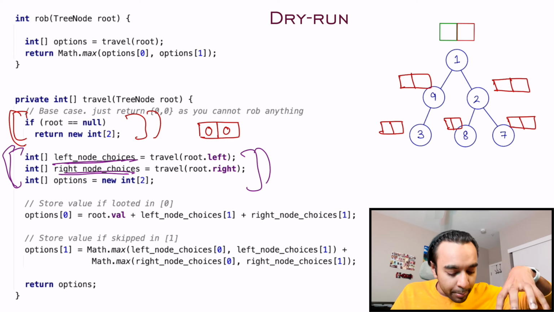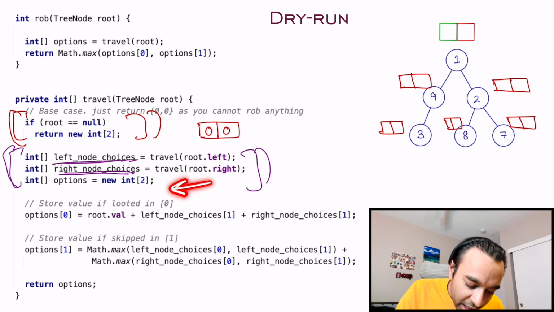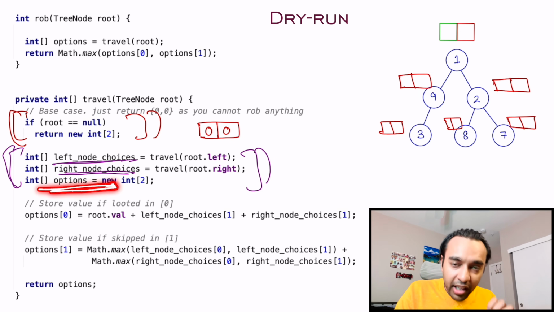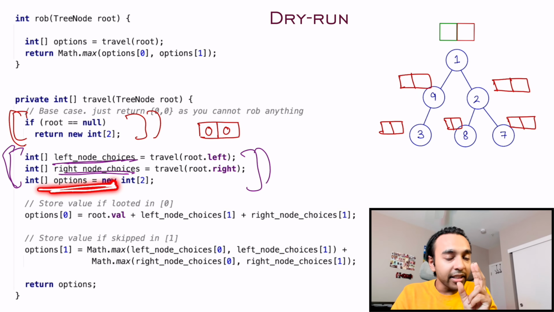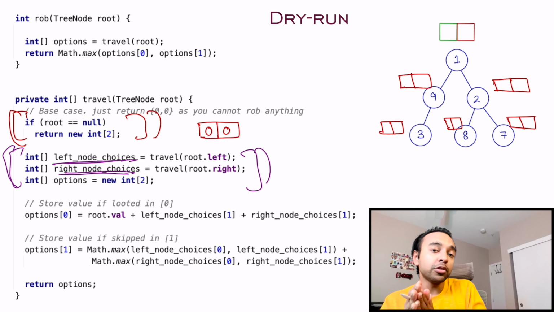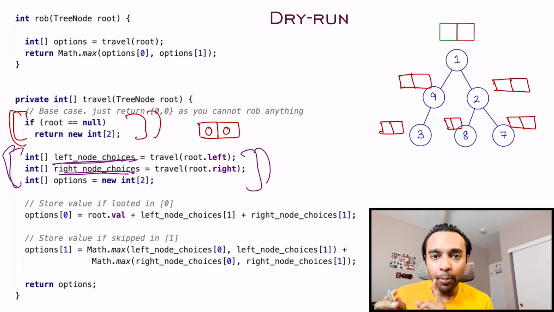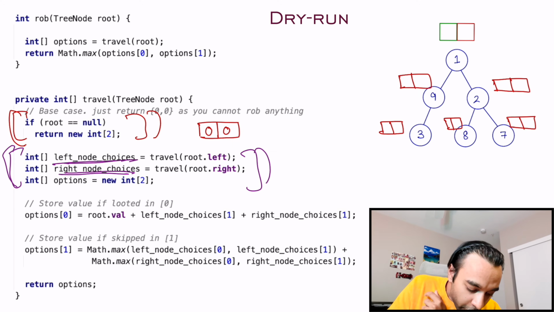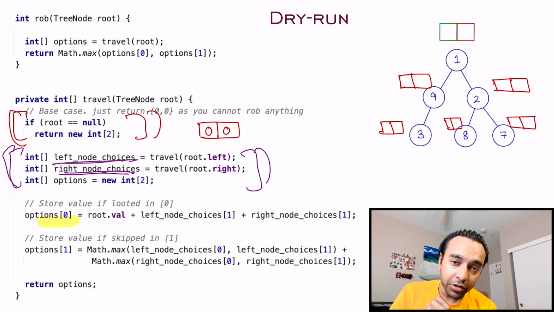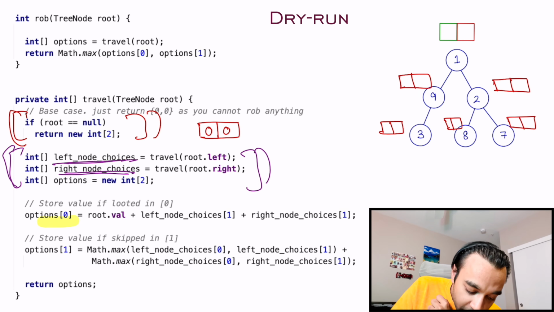But once you are at the base case, then your actual commands will be executed, right? And to execute them, what do we do? You create an array that has two choices. At index 0, you're going to store what happens if you rob. And at index 1, you will store what happens if you do not rob, right? And you will try to fill up both of these values, correct? So when I'm storing the value at index 0, that means I'm robbing the house. Then I cannot rob my child nodes, right? So I will choose the value at index 1 in both of these cases.